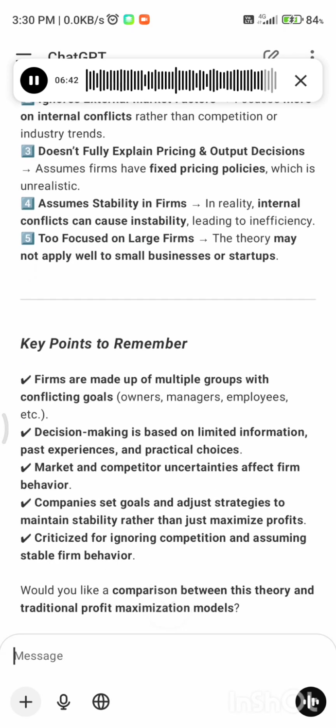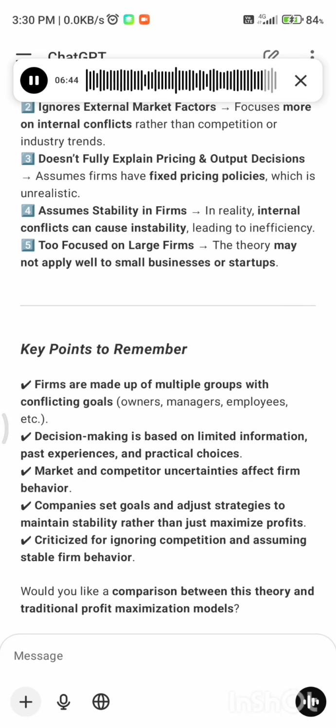Key points to remember. Firms are made up of multiple groups with conflicting goals: owners, managers, employees, etc. Decision-making is based on limited information, past experiences, and practical choices. Market and competitor uncertainties affect firm behavior. Companies set goals and adjust strategies to maintain stability rather than just maximize profits. Criticized for ignoring competition and assuming stable firm behavior. Would you like a comparison between this theory and traditional profit maximization models?